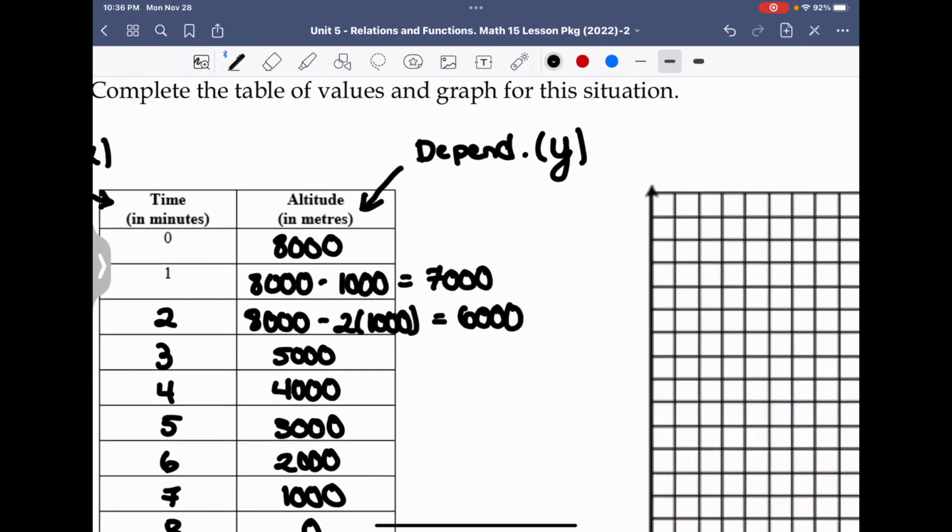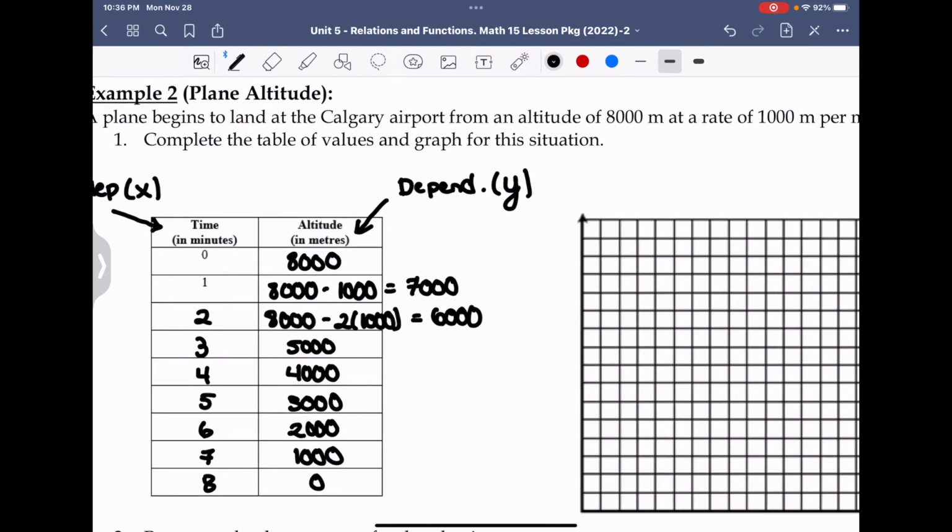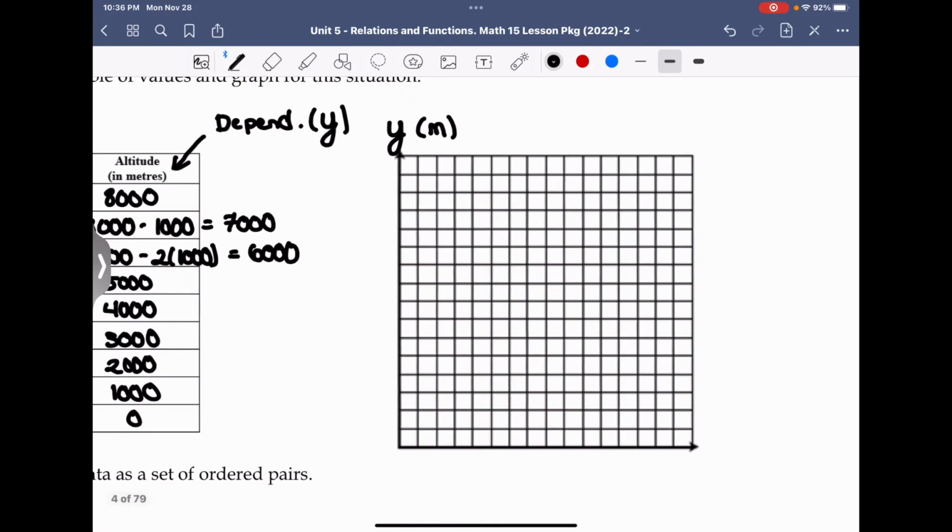Okay, let's see if we can plot it all on the graph here. So our y-axis is our altitude, which is a measure of meters. We then go down to our x-axis, which is a measure of time. Now, to construct our graph, every 2 blocks, I want you to put a hash here. So we're going to go every 2 blocks. That's going to make a hash. Every 2 blocks, we're going to make a hash up here.